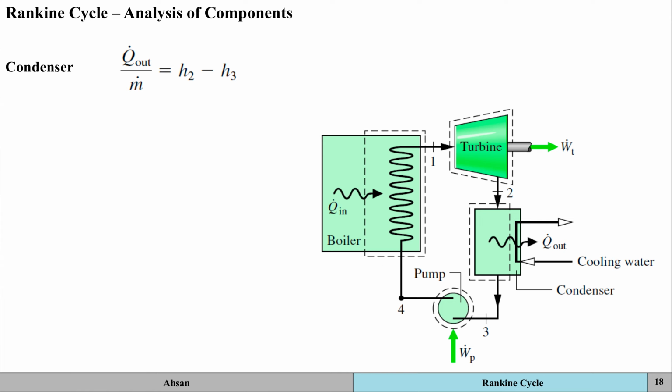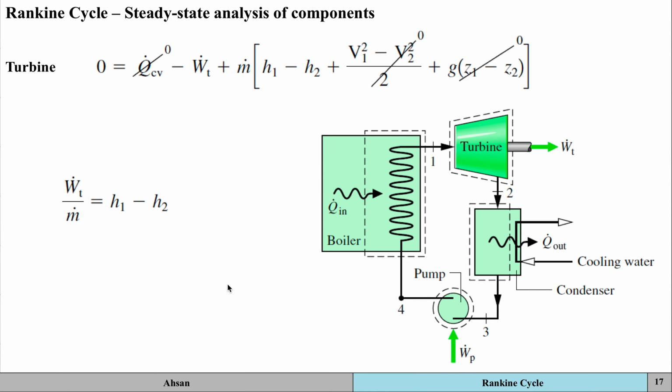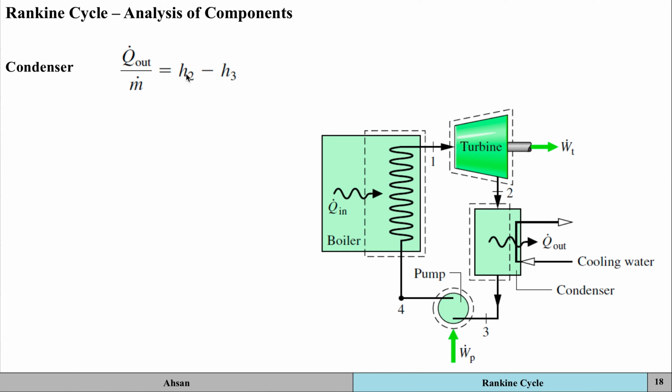You should see one thing here, that over here you had H1 minus H2, which was initial minus final value. Over here, for a condenser, you've got H2 minus H3, again, initial minus final. For a pump over here, you've got H4 minus H3, which is final minus initial. And for a boiler, again, you've got H1 minus H4, which is final minus initial value.